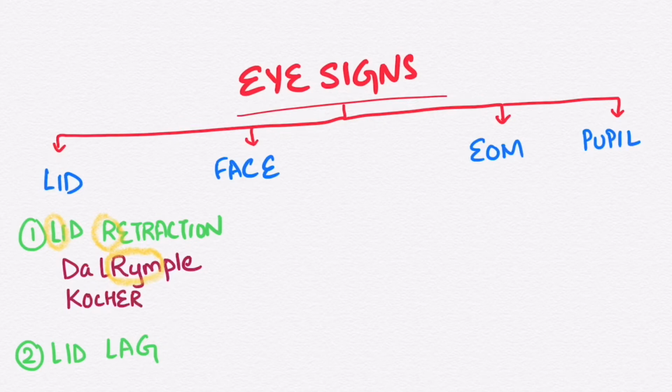The third sign is Abadie's sign. Who is our bad guy in this lid retraction? That would necessarily be our levator palpebrae superioris muscle. So just remember, in the Abadie's sign, the spasm of the levator palpebrae superioris muscle is causing the retraction of the upper eyelid.